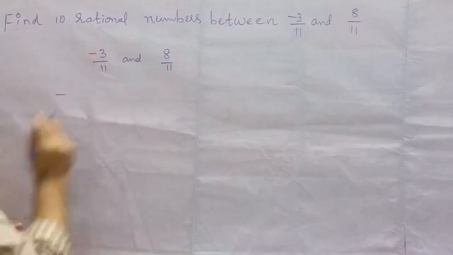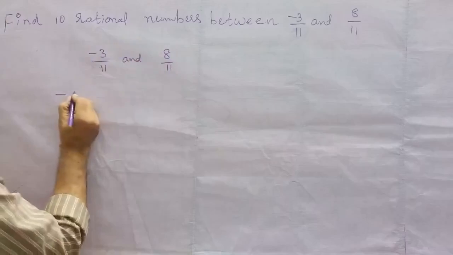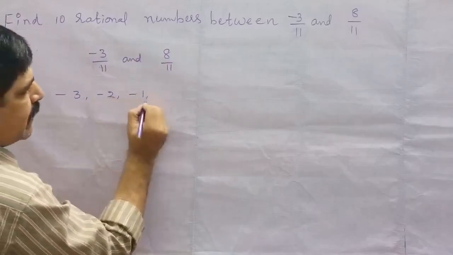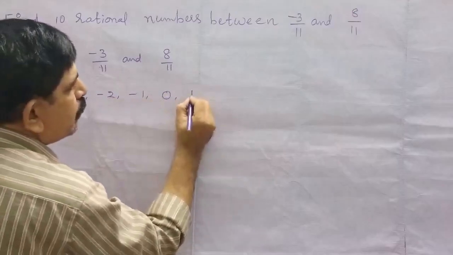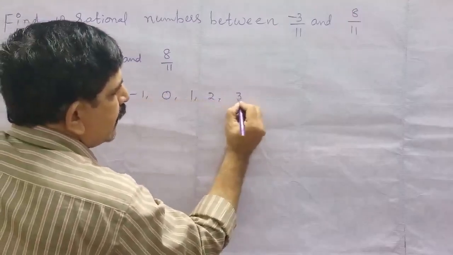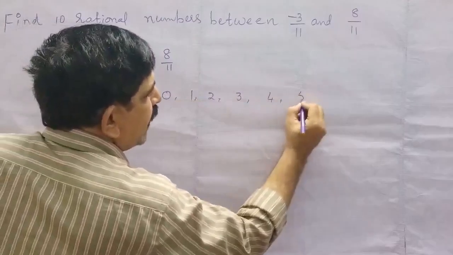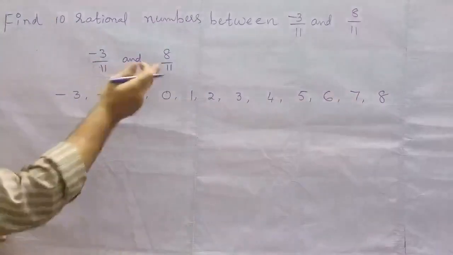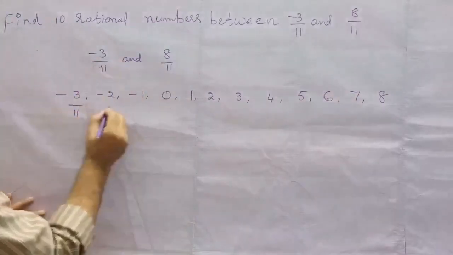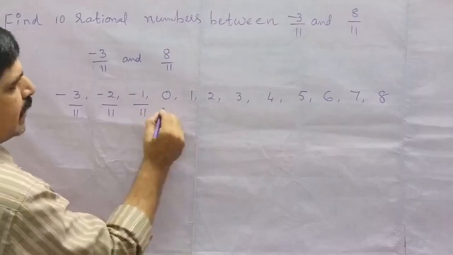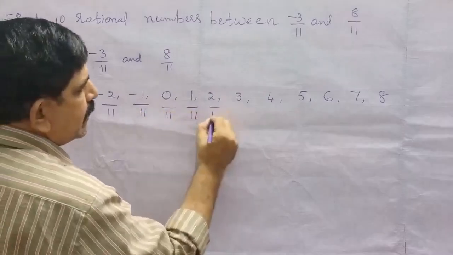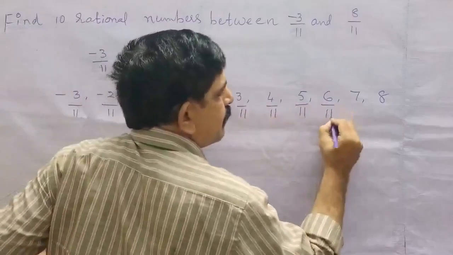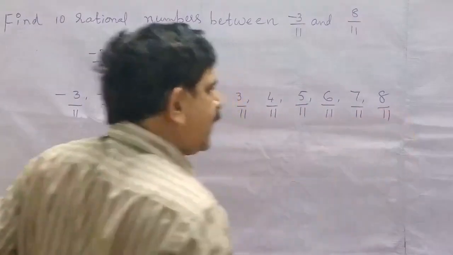The numbers between minus 3 and 8 are minus 3, minus 2, minus 1, 0, 1, 2, 3, 4, 5, 6, 7, 8. Here the denominators are 11, 11, 11, 11, 11, 11, 11, 11.